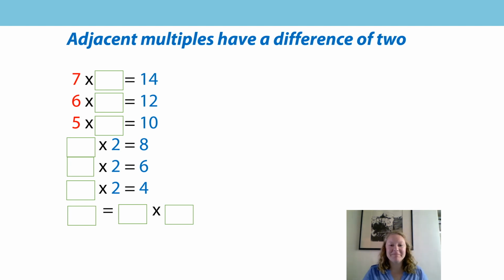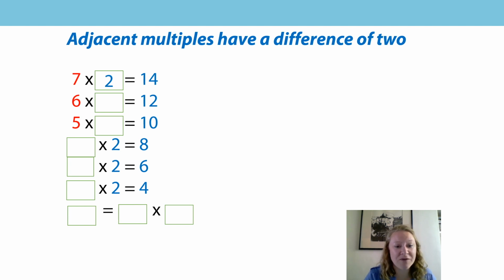Right, here we have more missing numbers, and we're going to carry on using that idea that adjacent multiples or products have a difference of 2. Okay, so do you remember we said this column here tells us how many groups we have. So we've got 7 groups of something are equal to 14. What are we counting in? Do you remember? 7 groups of 2. 7 2s are 14, aren't they? Well done.